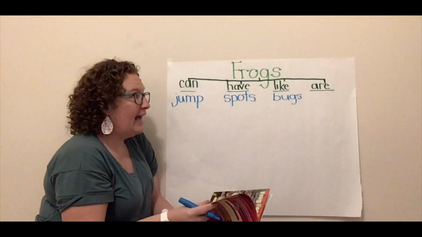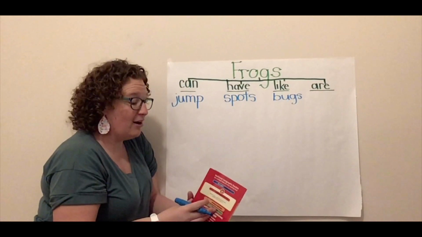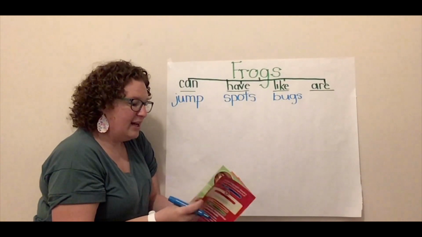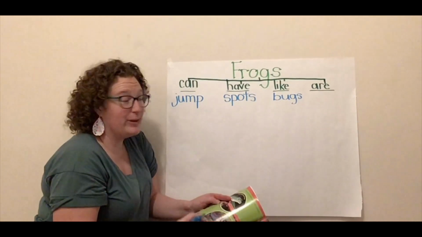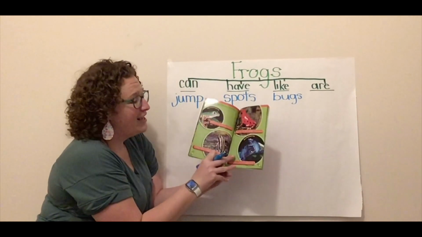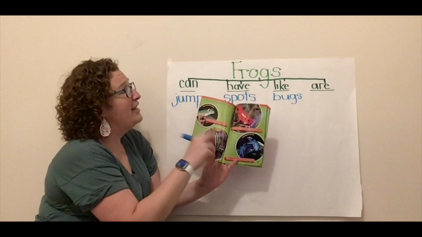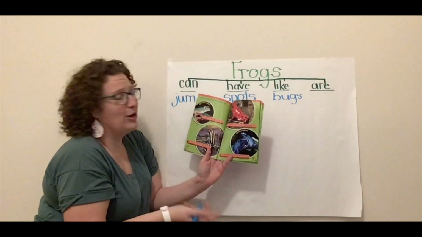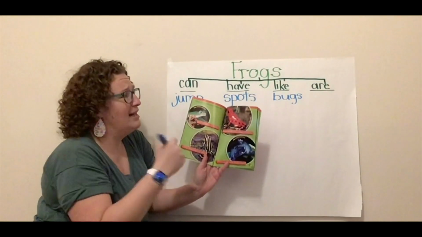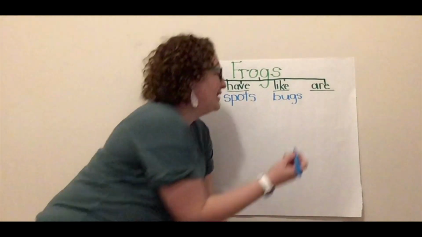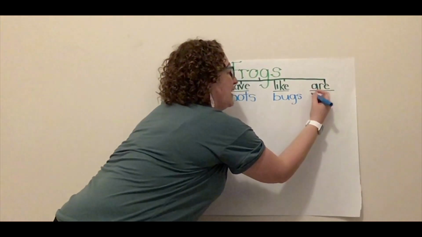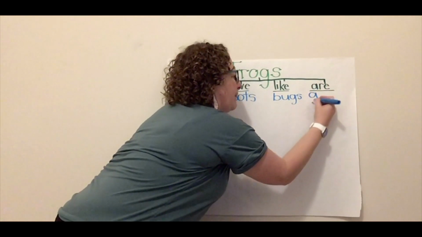And then the last one is frogs are. And I know that same page where I found that frogs have spots, there are all these frogs, and I know frogs are green. Some of them are green, and that's what always comes to my brain. So I'm going to write green over here. Green.